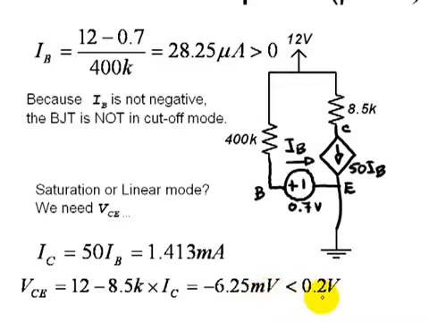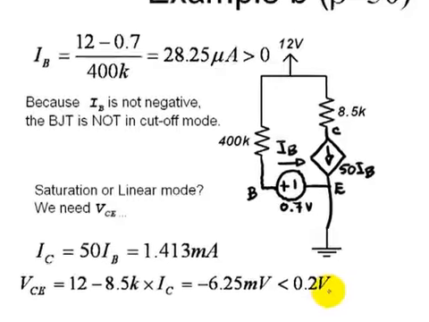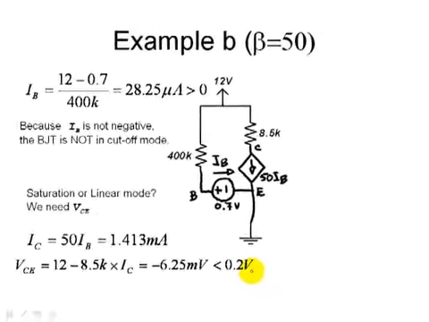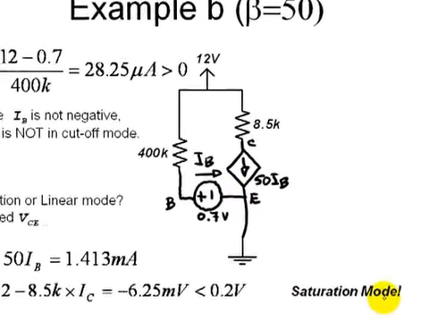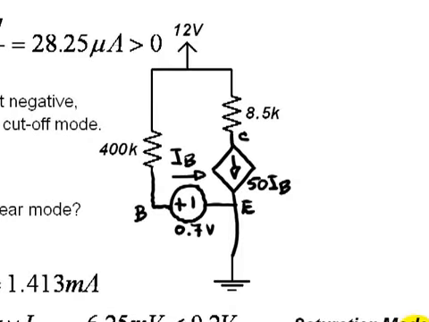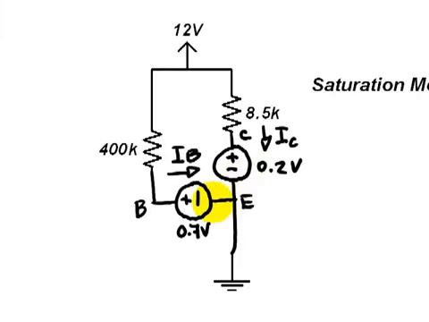It's less than 0.2 volts, which is impossible. That is telling us in loud words that it's in saturation mode. Who? The transistor. The BJT in this case is in saturation mode. Well, if it's so, we need to replace the transistor with a saturation mode equivalent circuit and compute it all over again. There you go. The saturation mode equivalent circuit.